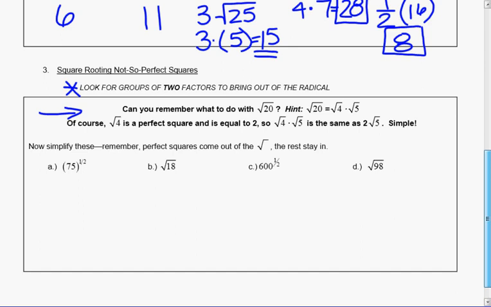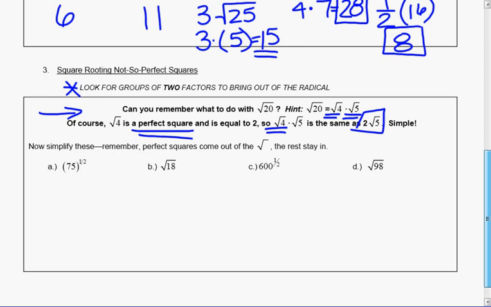Can you remember what to do with the square root of 20? So for example, we gave you a hint. We told you the square root of 20 is the same as the square root of 4 times the square root of 5. Why did we choose those 2 numbers instead of the square root of perhaps 2 and the square root of 10? Because the square root of 4 is a perfect square, and it's equal to 2. So when we take the square root of 4 and the square root of 5, we're able to rewrite the square root of 4 as 2 and can rewrite our answer as 2 square root of 5. Isn't that simple? Perfect. So now let's try these.